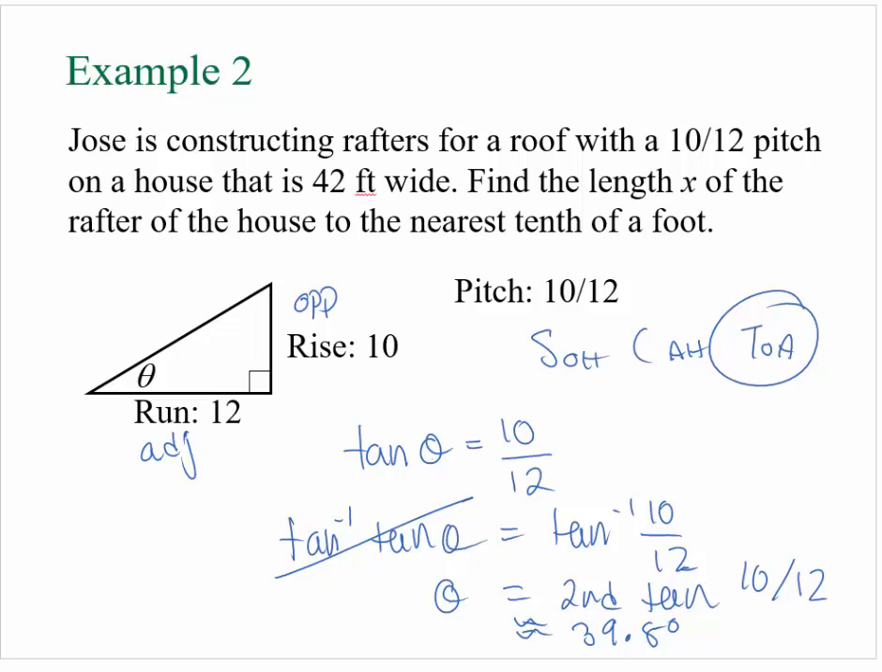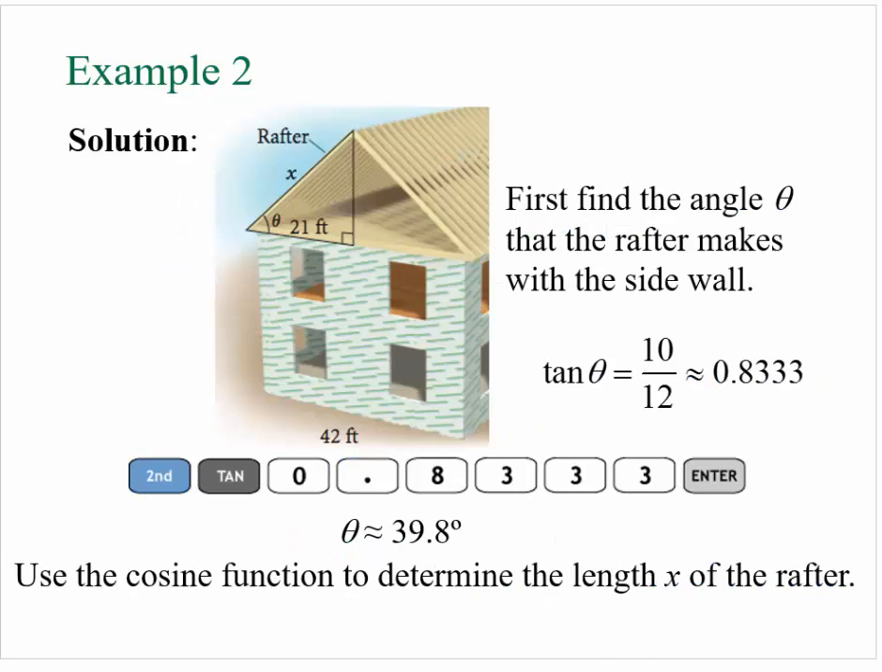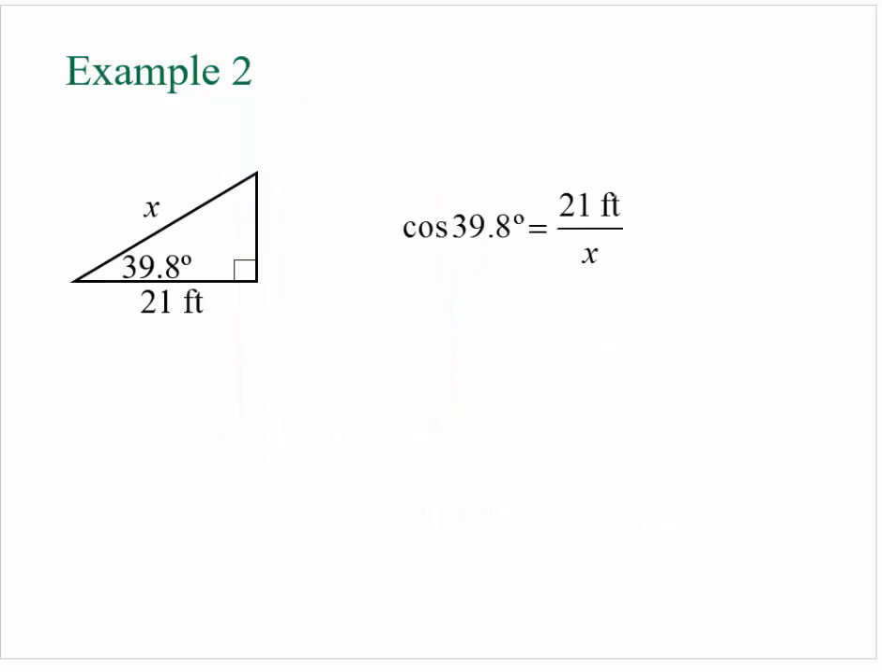Now the question is asking us to find the length of the rafter of the house. So if we have this picture, then we're told in the question that it's 21 along our adjacent side. We just found our angle to be 39.8 and we want to find x. So if I put that in a right angle triangle, here's my angle, so my opposite side, my adjacent side, and my hypotenuse.